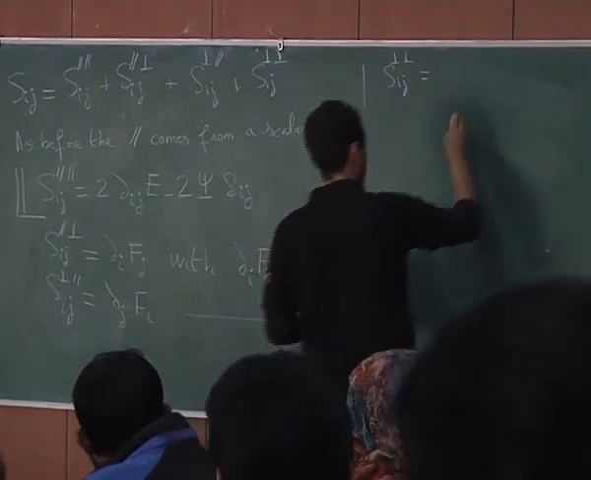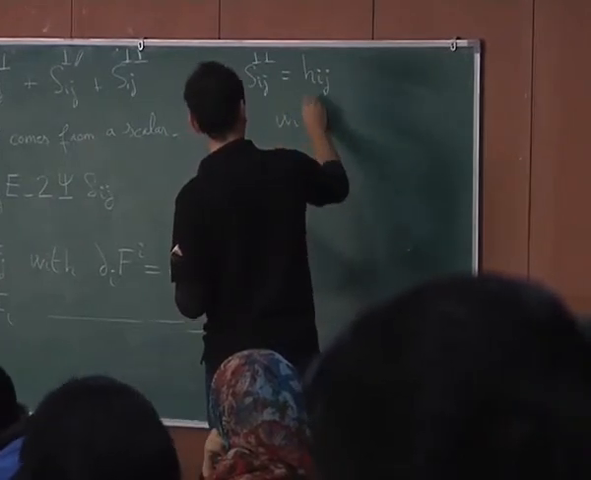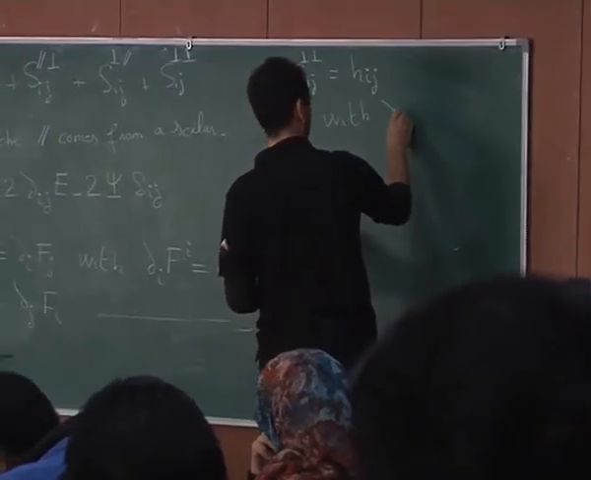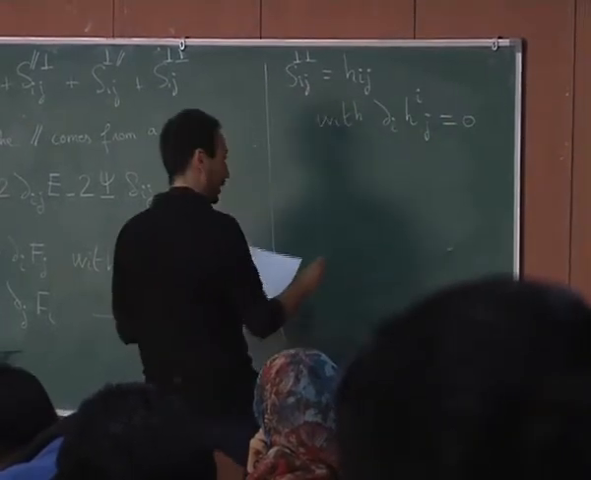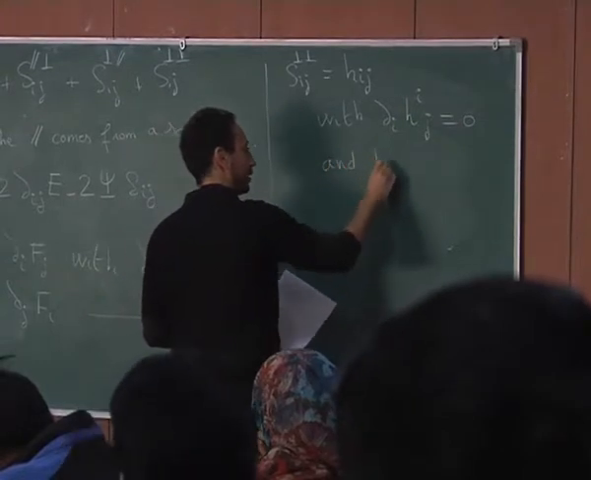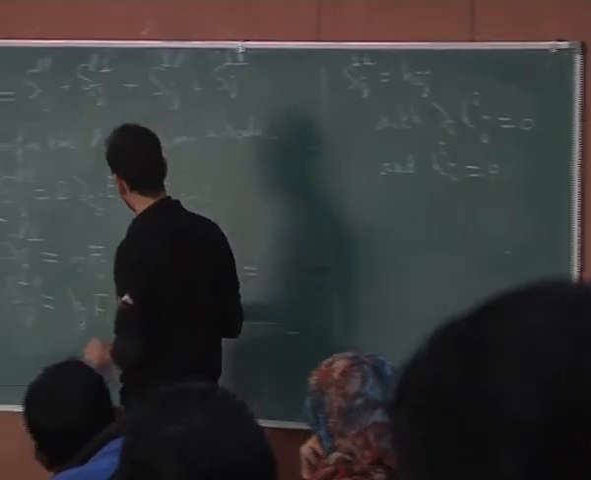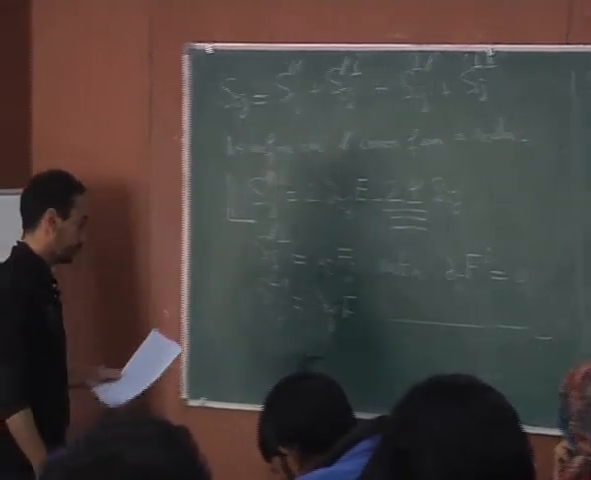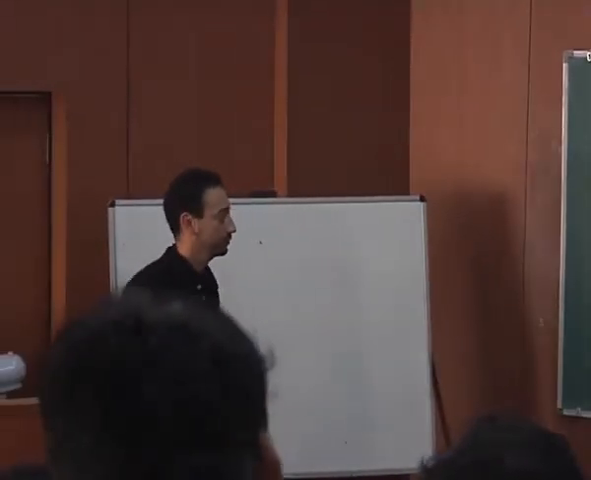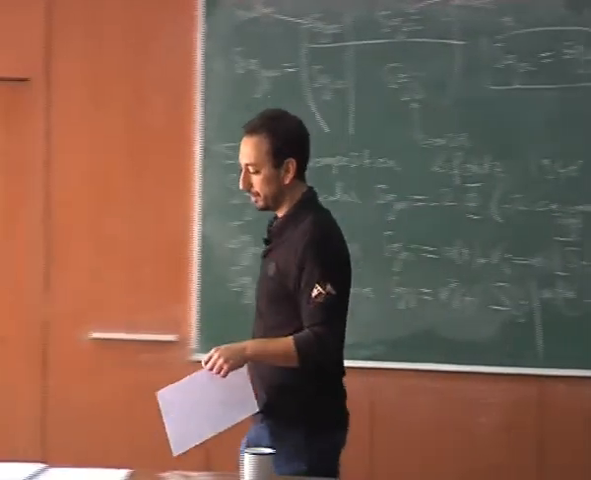Which is just a pure tensor with the conditions that its divergence is 0 and also it is traceless. And why do we take it traceless? Because actually we took the trace here. So with that we decomposed completely the metric.